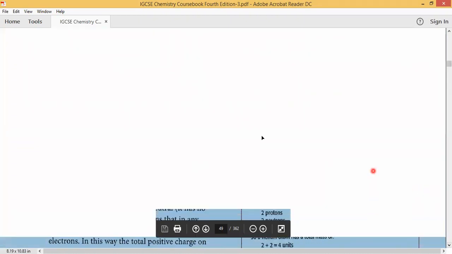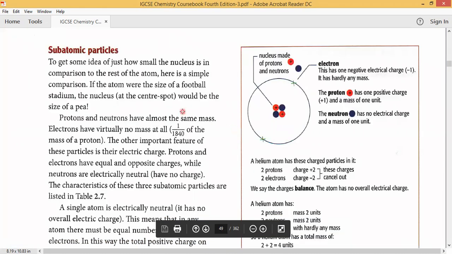Subatomic particles. Now, in order to get a good idea of how small the nucleus is compared to the rest of the atom, you can consider an atom as the size of a football stadium, and the nucleus, which is definitely the center spot, would be the size of a pea. This is a very good example. However, to show you a complete atom, this example is good enough. And this is a helium atom.